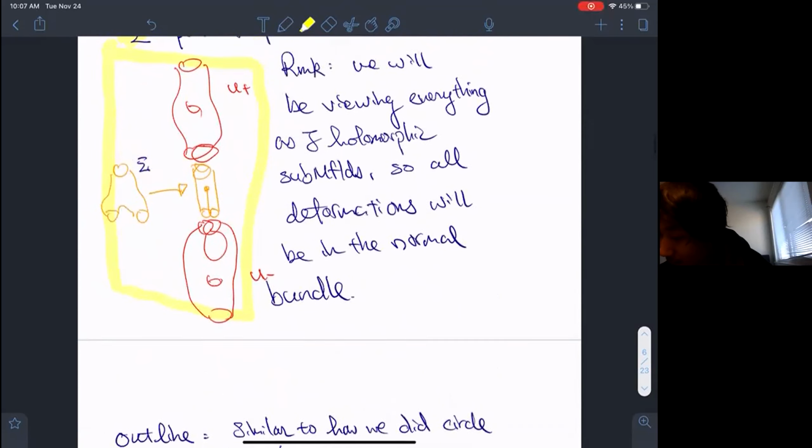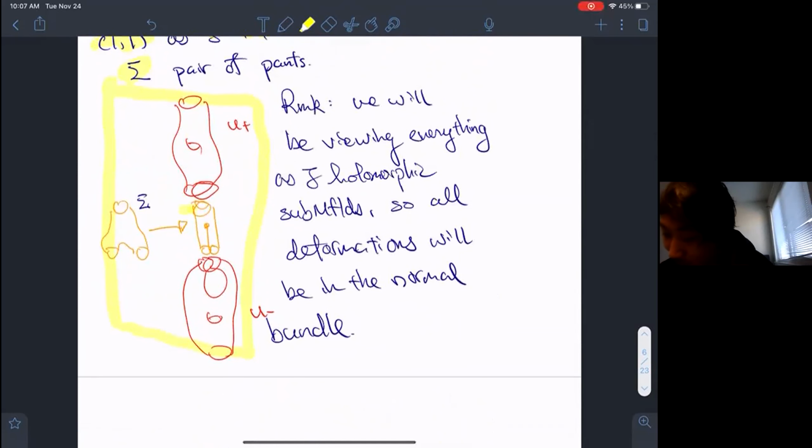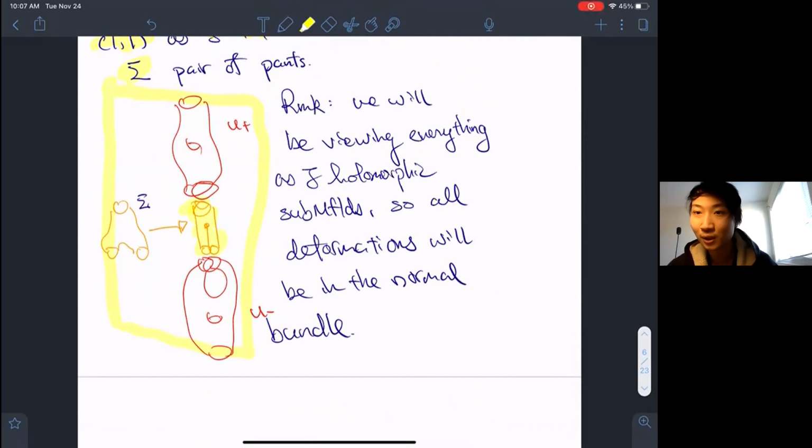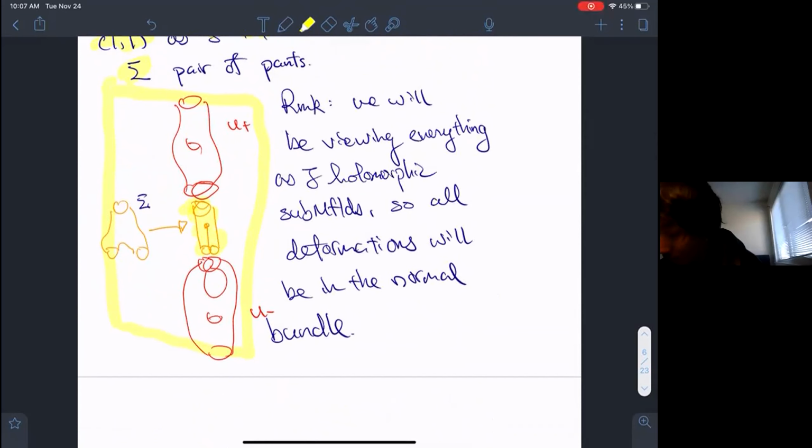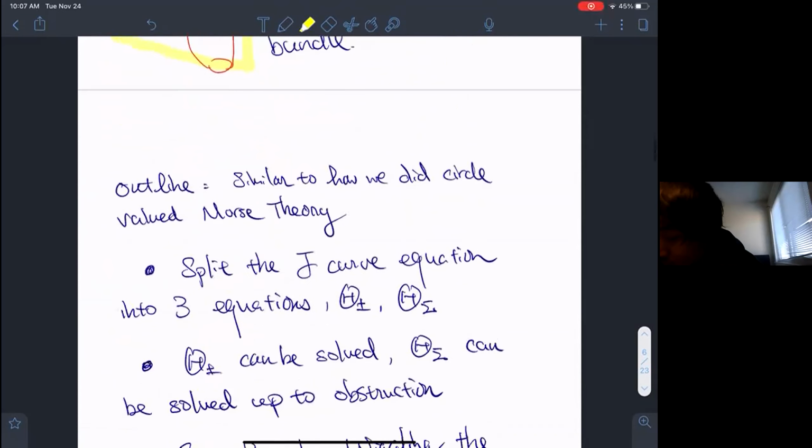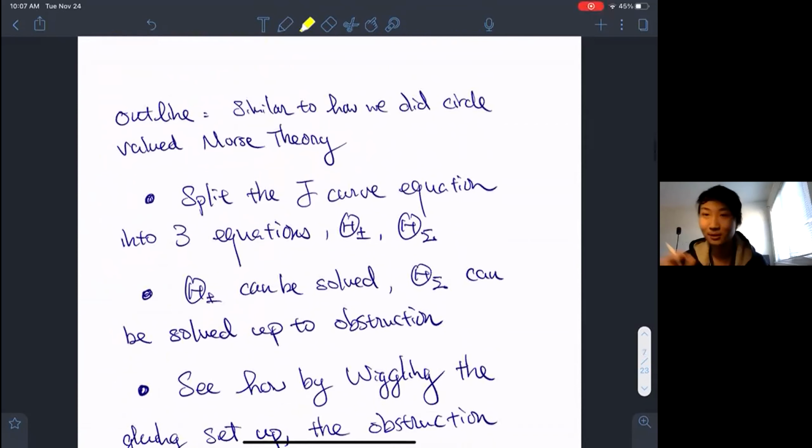So of course, the issue here is that there's a branch cover of trivial cylinder here. So we're going to have operators that are not surjective. And the way we're going to approach the gluing is very similar to how we talked about Morse gluing in the beginning of the semester, which I'm sure are all still fresh in your minds.